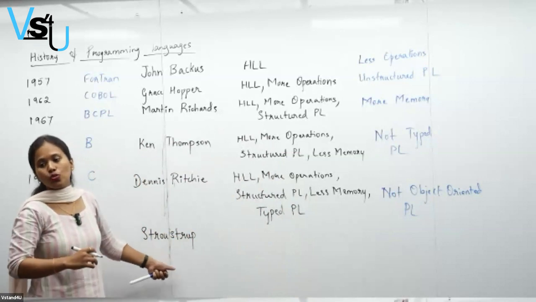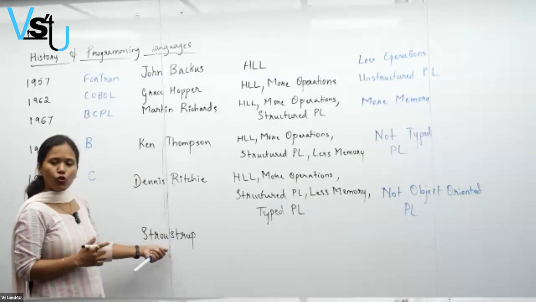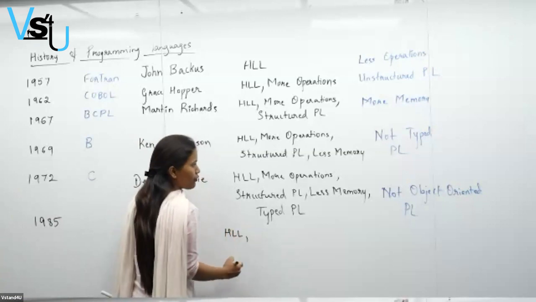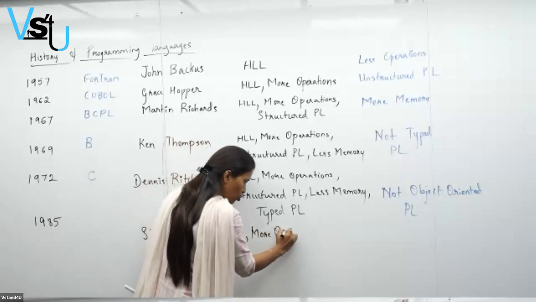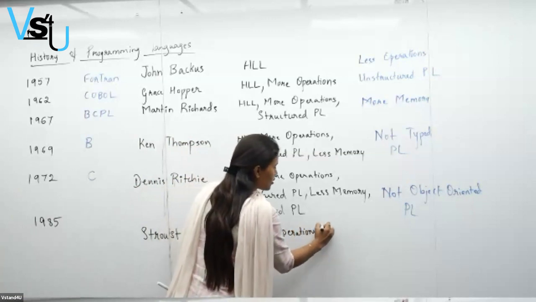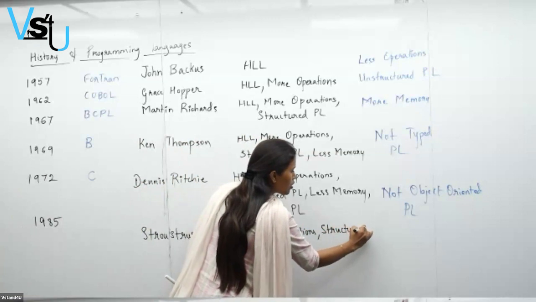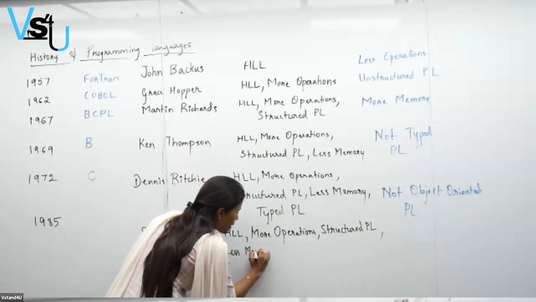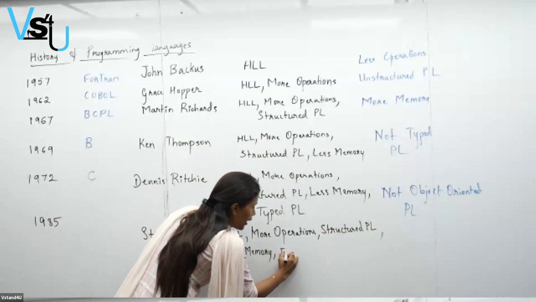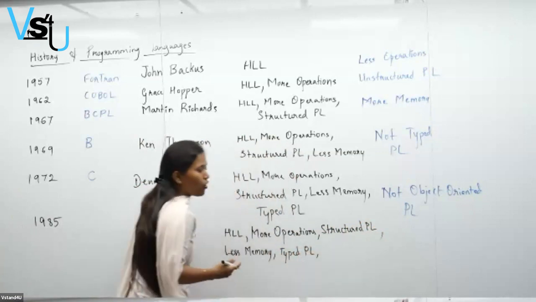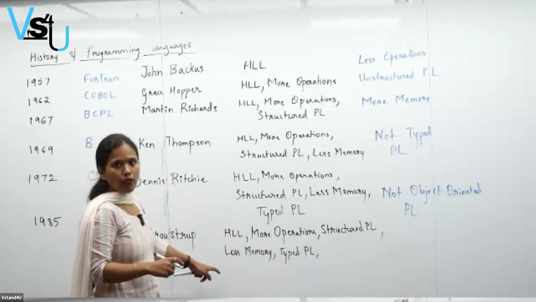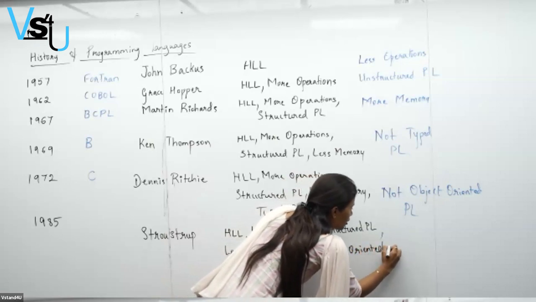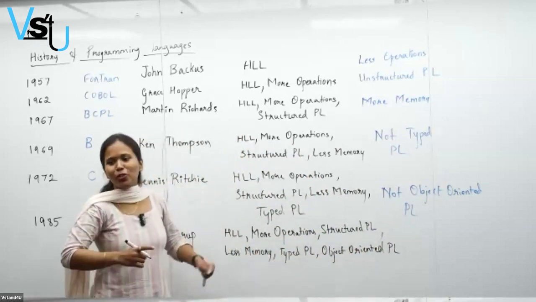His name was Stu Stroop. Are you getting it? So Stu Stroop is the person who came up with the language. This language was a high-level language. It performed more operations. It was a structured programming language. It was occupying less memory. And also, it was a typed programming language. Along with that, very important, this language was an object oriented programming language.